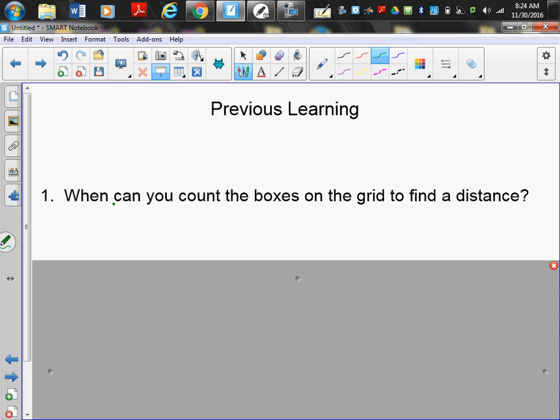Alright, so when is the other one? Vertical. Correct. Vertical. If your lines are horizontal, exactly on the line, you can just count. Or if the line is vertical, you can just count. Good.